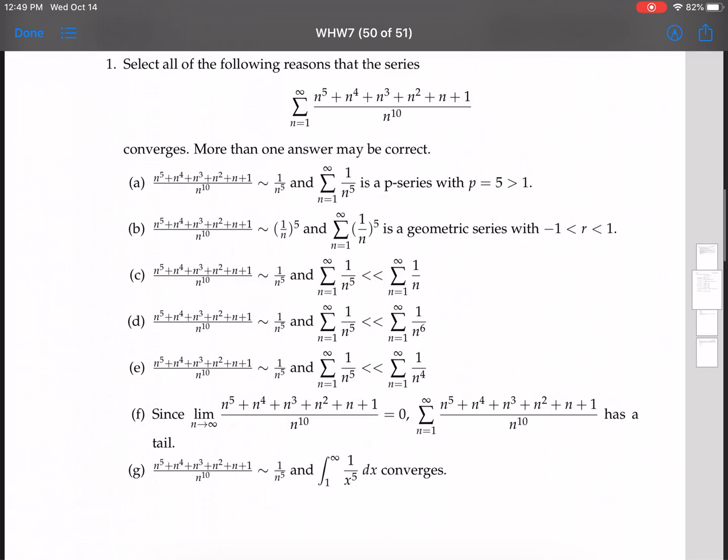In this problem, we're given a convergent series, and we have to select all of the reasons that are correct for why this series converges.